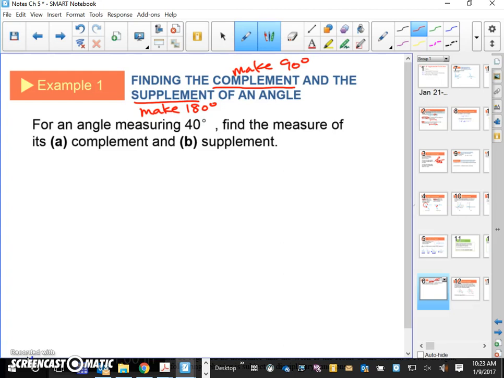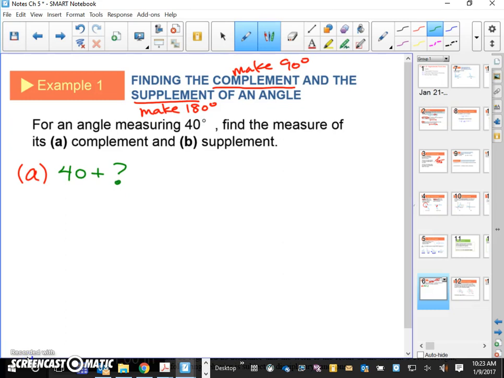So in example 1 here, it says, find an angle measuring 40 degrees. Find the measure of its complement. A, its complement. This is a problem where I don't expect you to show work. I know you can do this in your head. I know you should be doing this in your head. So I don't expect you to write this. But here's kind of your thinking.